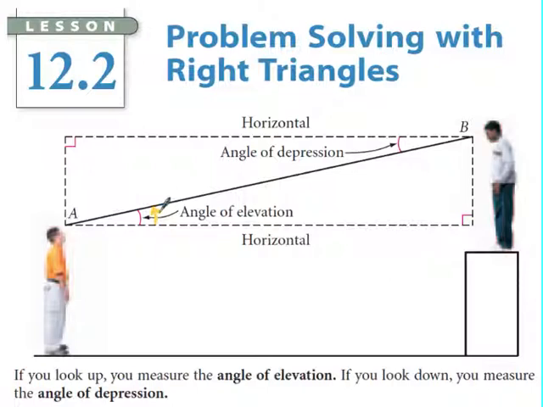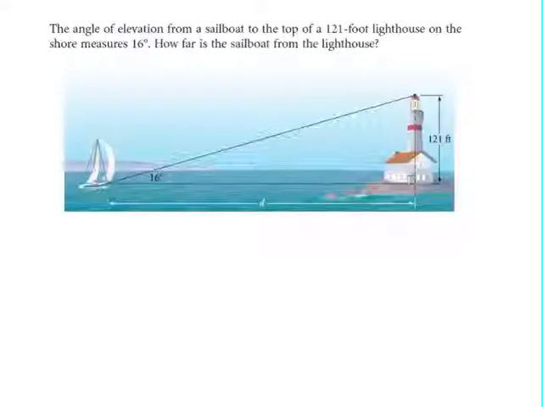Depression, on the other hand, when you think about to depress, that means to go down. So you've got your line of sight from your eyes and you're looking down. Those are the two definitions. If you look up, you measure the angle of elevation. If you look down, you measure the angle of depression. We're going to look at a few examples here, and then we're going to let you go on your homework.